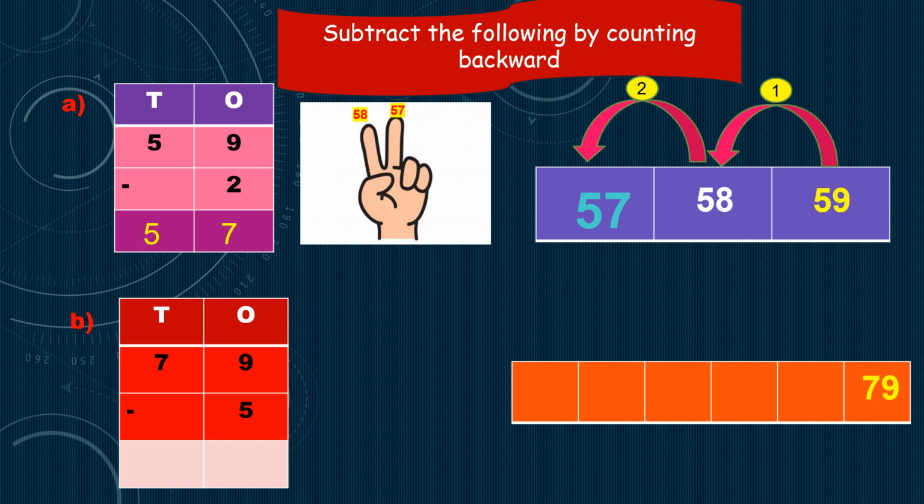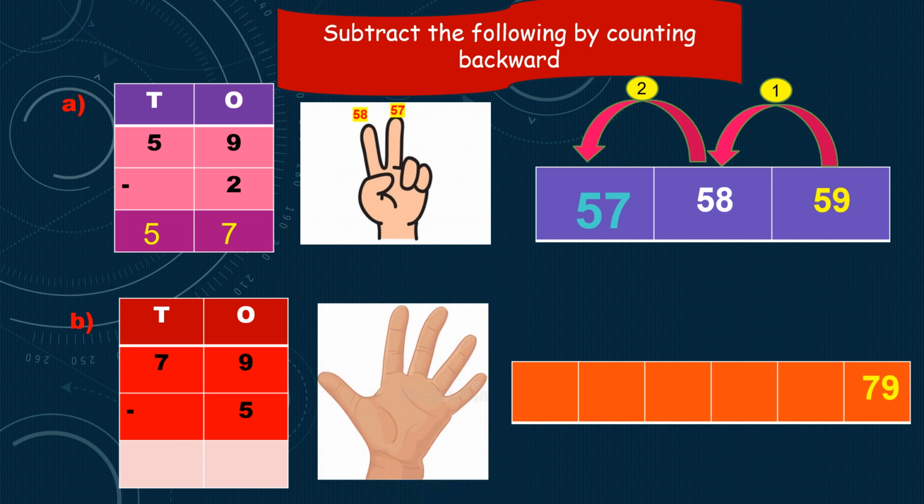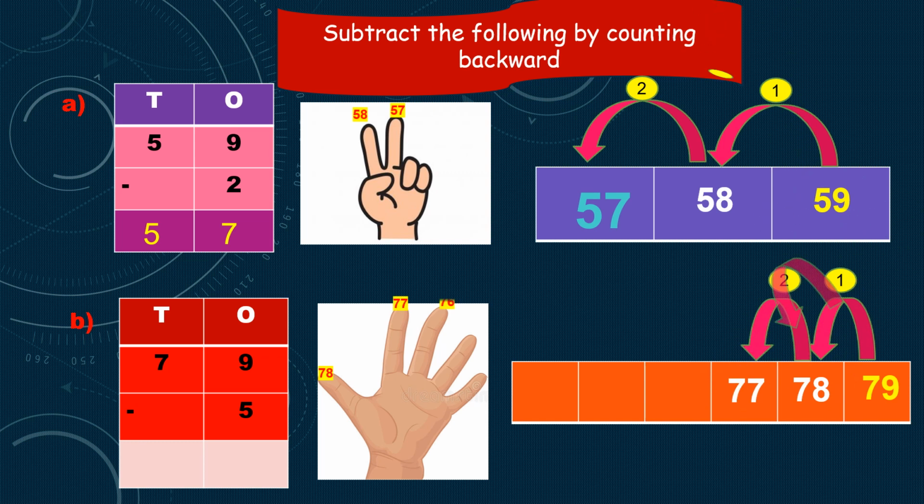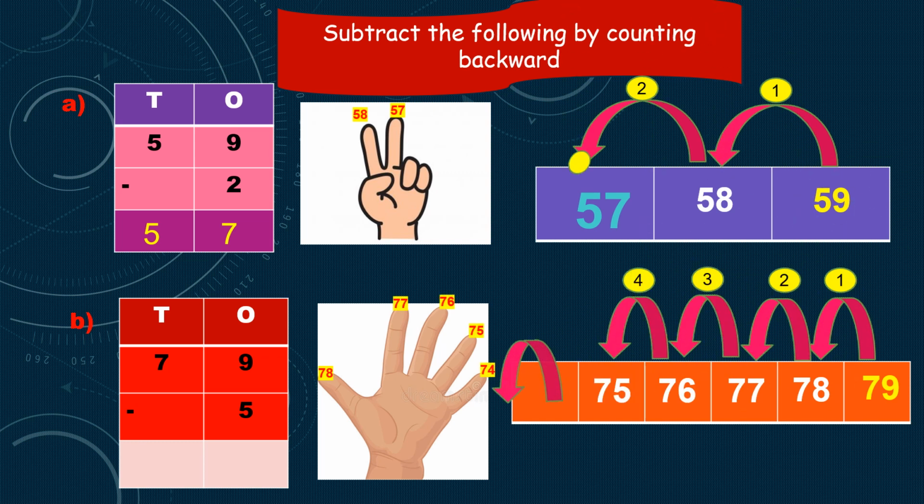Going to B part, 79 minus 5. We have to open 5 fingers, children, right? So on the first finger we will reach number 78. Then 77, 76, 75 and 74. So the answer is 74 over here. Okay, I hope you have understood how to do the subtraction of a 1-digit number from a 2-digit number by counting backwards. It is very easy to do.